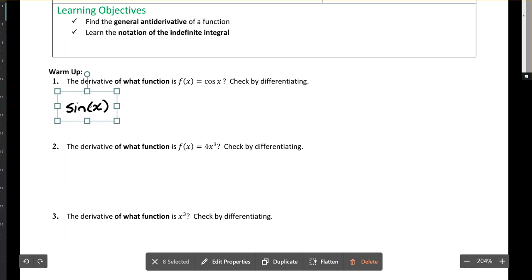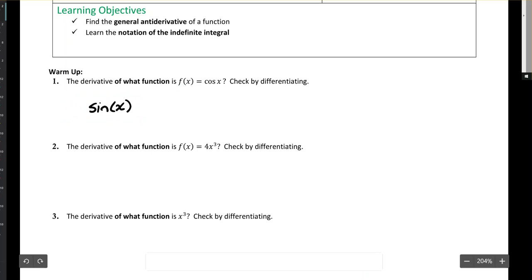I'm going to name this function something other than f, right? Little f is cosine. But because there's a relationship between these two, I'm just going to use a capital letter F. So the derivative of what function is cosine? We're saying the derivative of sine is cosine. If we check by differentiating, we get big F prime. The derivative of sine is cosine x, check.